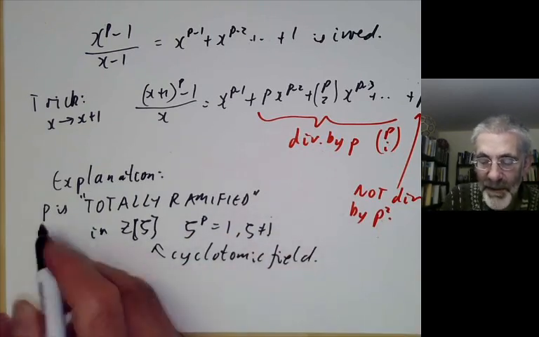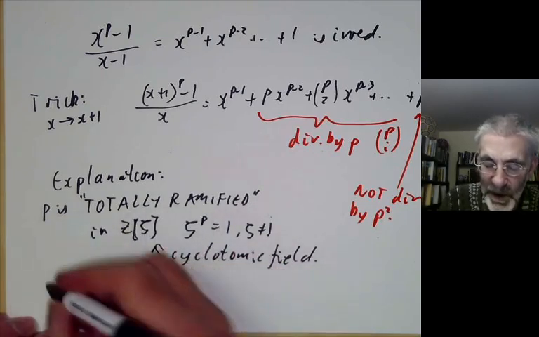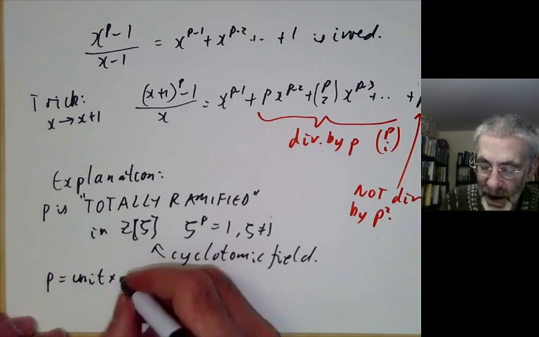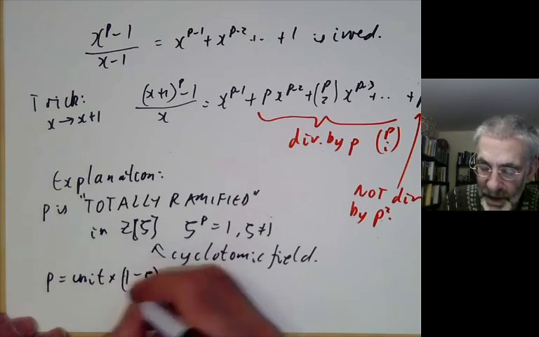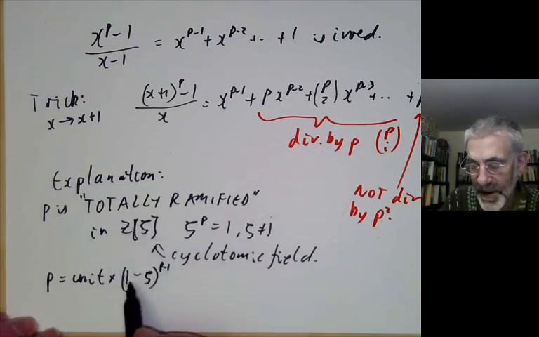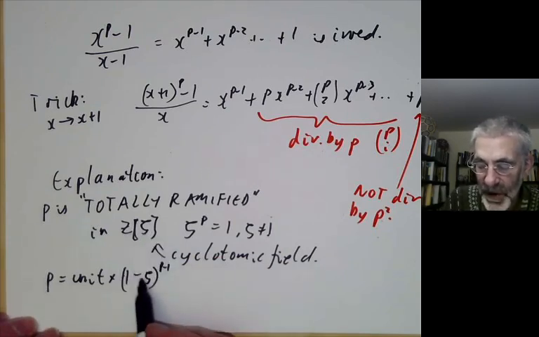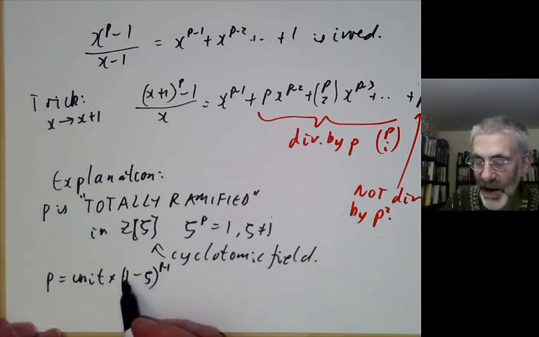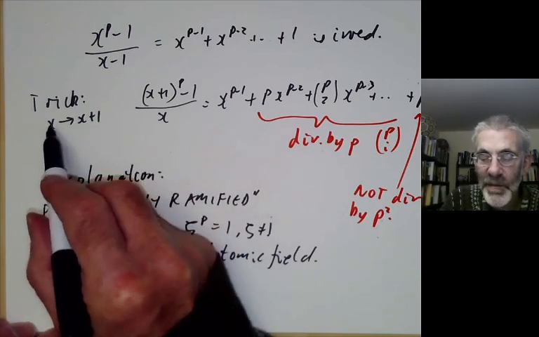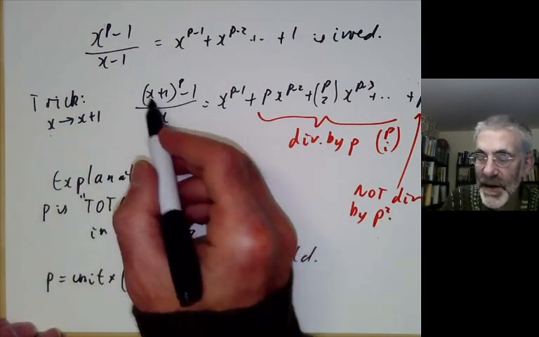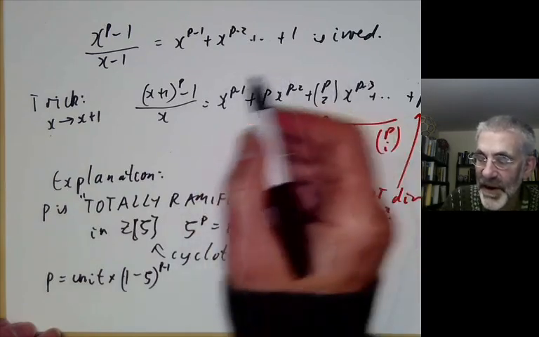And what do we mean by saying p is totally ramified? Well, what that means is that p is equal to a unit times a power of a prime in this ring of integers. And it turns out to be a unit times a power of 1 minus zeta. And the fact that you're taking 1 minus zeta accounts for why you have to change x to x plus 1 here, because 1 minus zeta is going to be a root of this polynomial here.